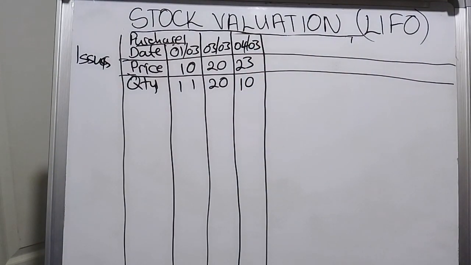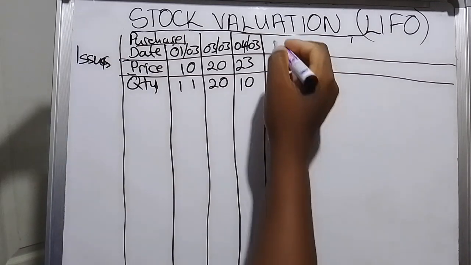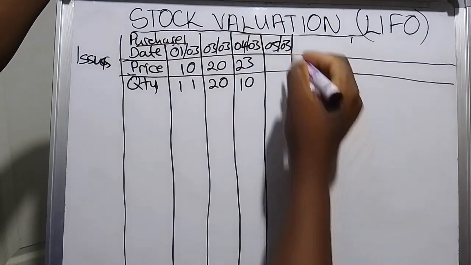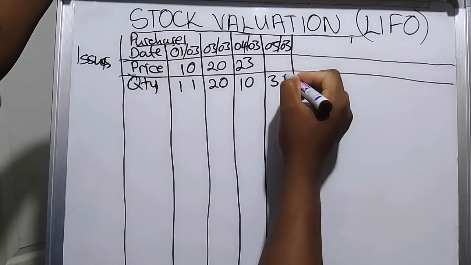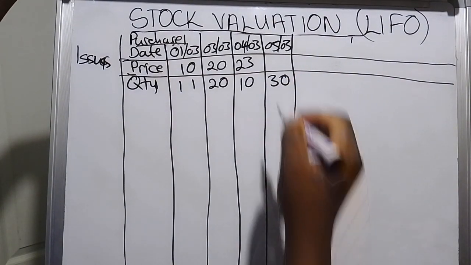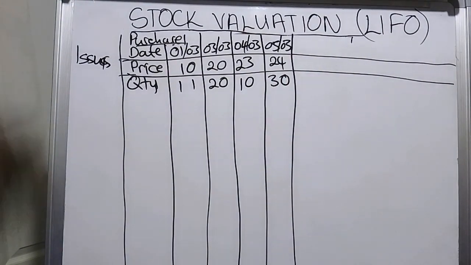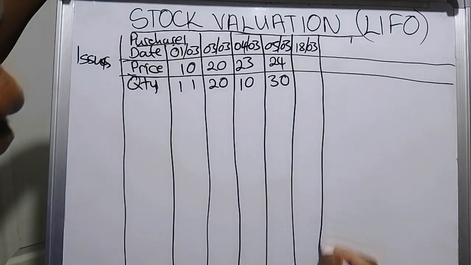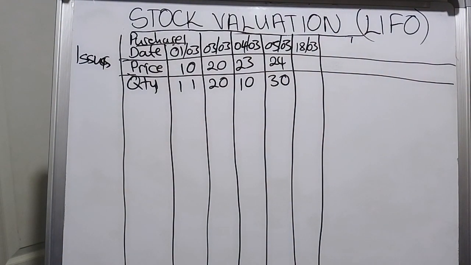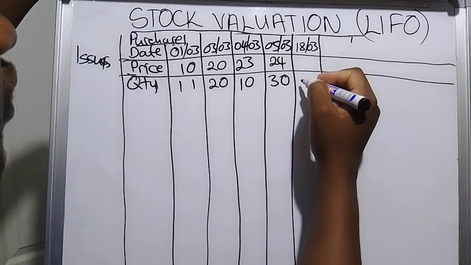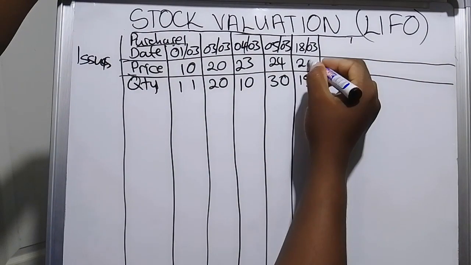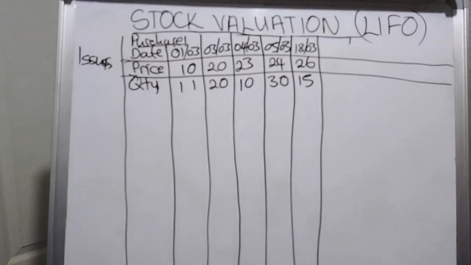Then we moved to the 5th of March, we bought 30 items. On the 5th of March, we bought 30 items, and these were at the price of $24 each. Then we moved to the 18th of March, 18/03. On the 18th of March, we bought 15 items for the price of $26 each.